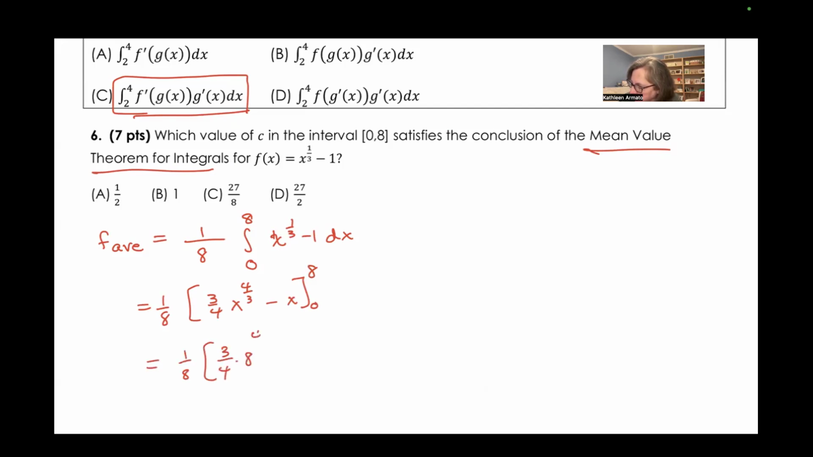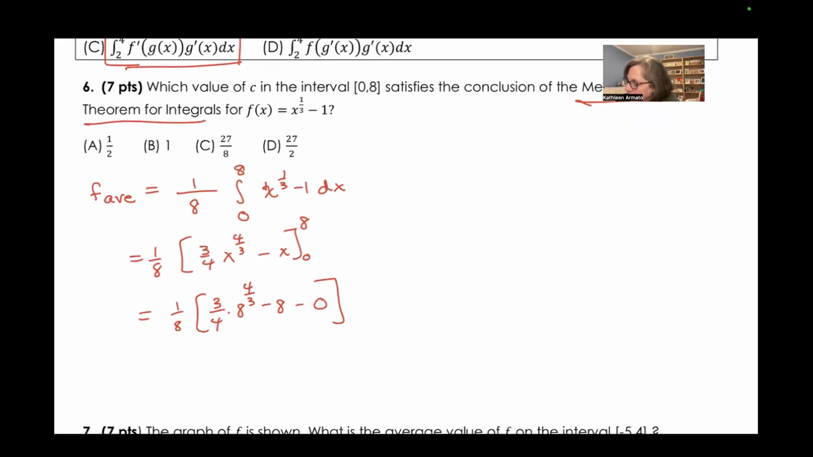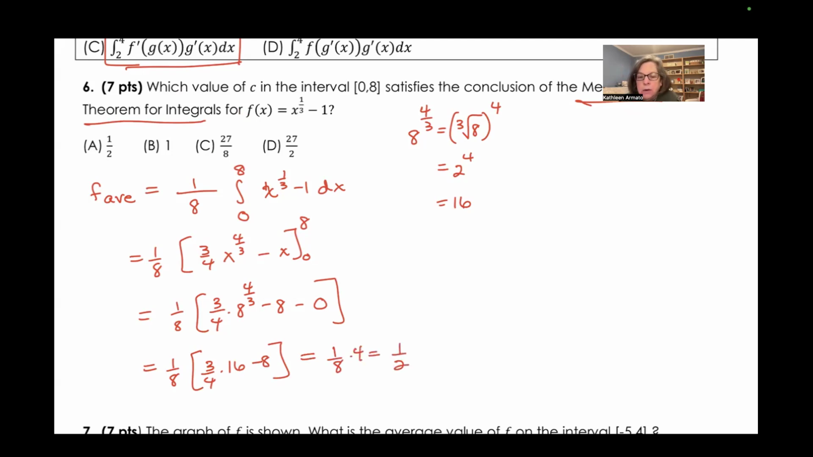So that's 3/4 times 8 to the 4/3 minus 8, minus plugging in zeros, pretty easy. 8 to the 4/3. Okay, that means the cube root of 8 to the 4th power. That's 2 to the 4th power. That's 16. All right, so 3/4 of 16 is 12. 12 minus 8 is 4. So I have 1/8 times 4, so I have 1/2. Okay, that's the average value of the function.